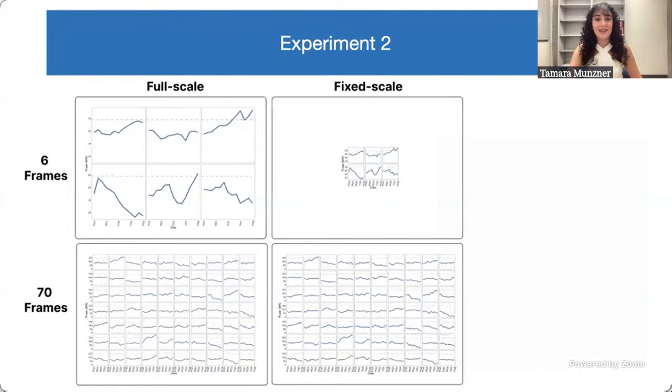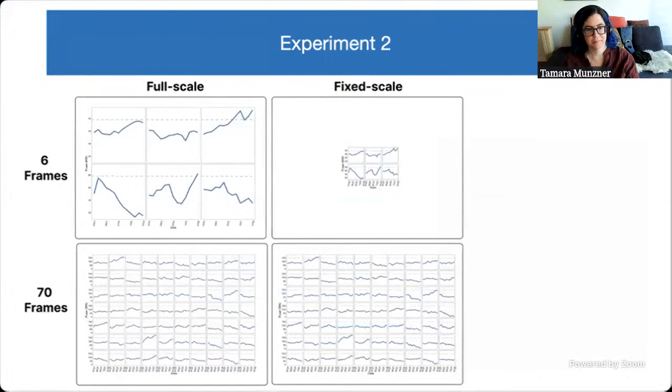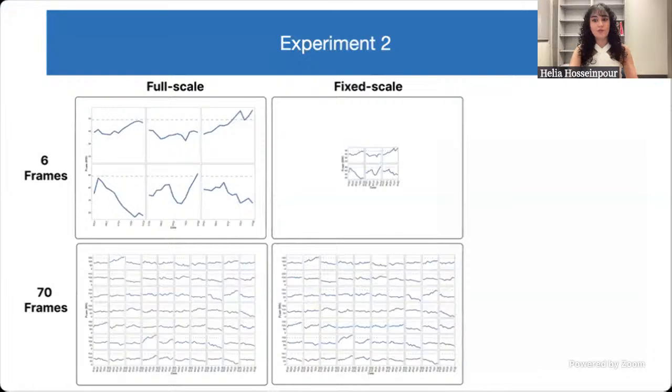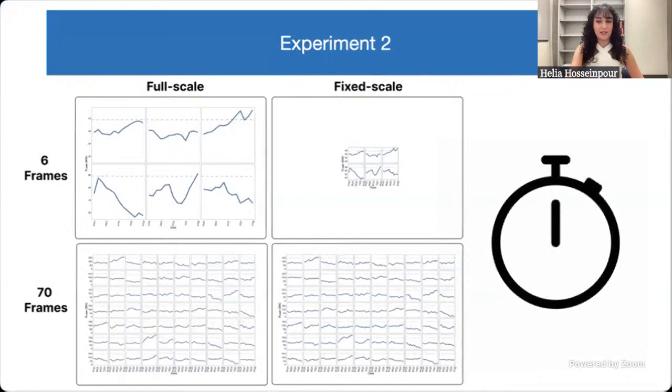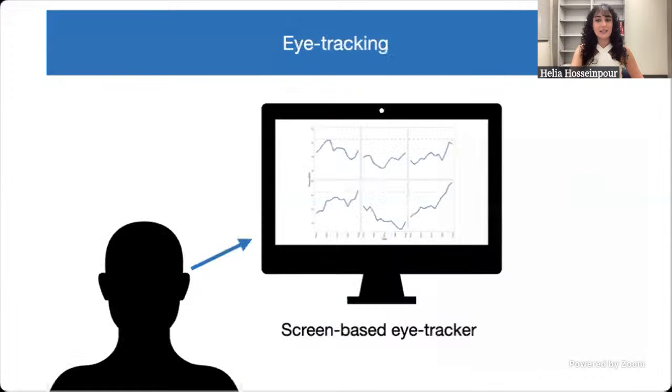All right. Yep. Well, then in experiment 2, we introduced controls for frame scale, which is shown here, and also time constraints. And finally, in our eye tracking portion, we compared participants' eye movement patterns and fixations across the tasks.